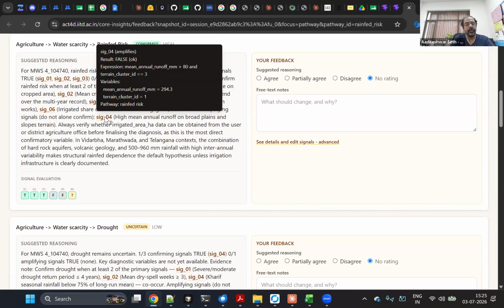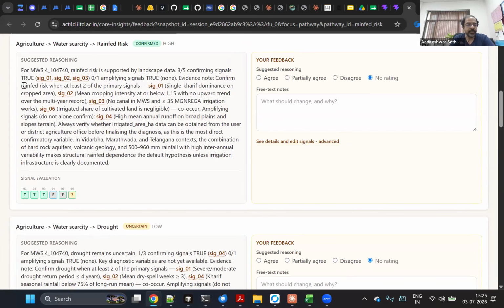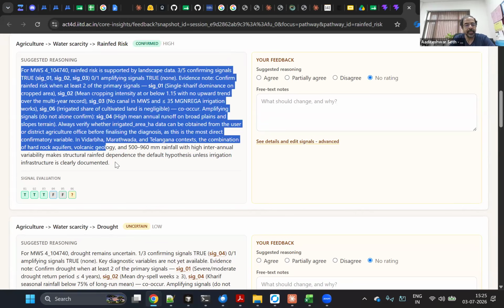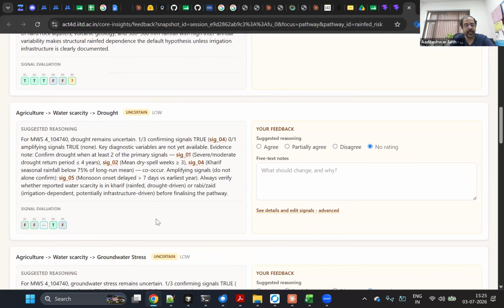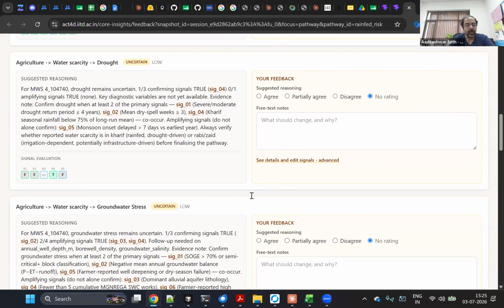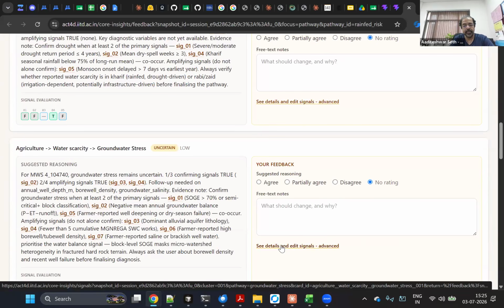This is not valid. This particular signal evaluates to false because this microwatershed has a terrain cluster ID of 1, which is mostly plain, like what we are also seeing on the map. That is mostly a flat area. So this is the idea: these signals and these policies are what it evaluates to determine whether some area has groundwater or different kinds of stress.